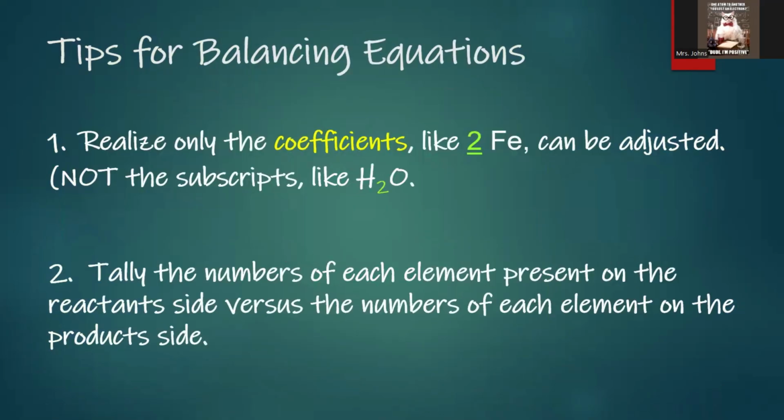Some tips for balancing equations. Number one, realize that only the coefficients, like 2 iron atoms, can be adjusted, not the subscripts like H2O. So this 2 can, this 2 cannot. Step number 2, I recommend tallying the numbers of the elements present on the reactant side and present on the product side down below each one of your equations. It's just a very easy way to keep track of things. It helps a lot.